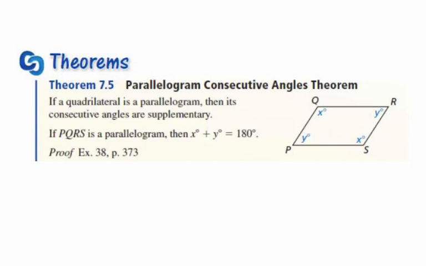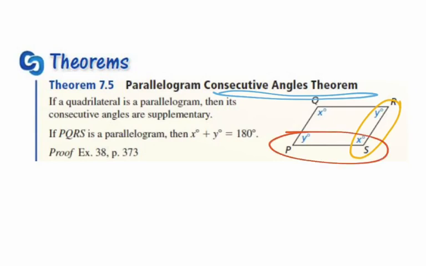Now the last unique property that we're going to talk about today is the consecutive angles theorem. So for a parallelogram, any two angles that are consecutive, so in a row, so like here, y and x, or maybe you want to go here, y and x, as long as they're in a row, they are supplementary. So that means they add up to 180 degrees.